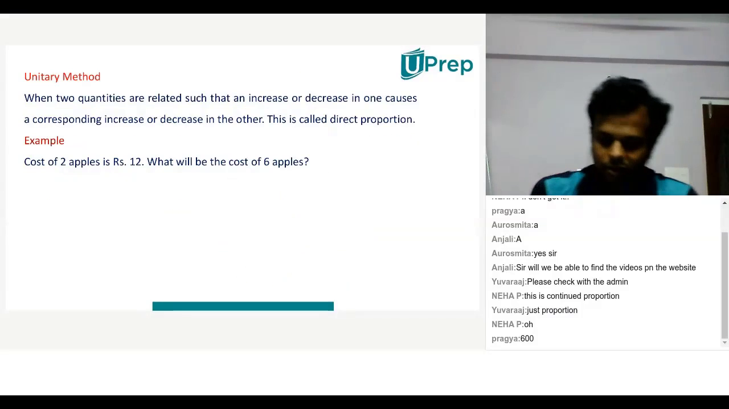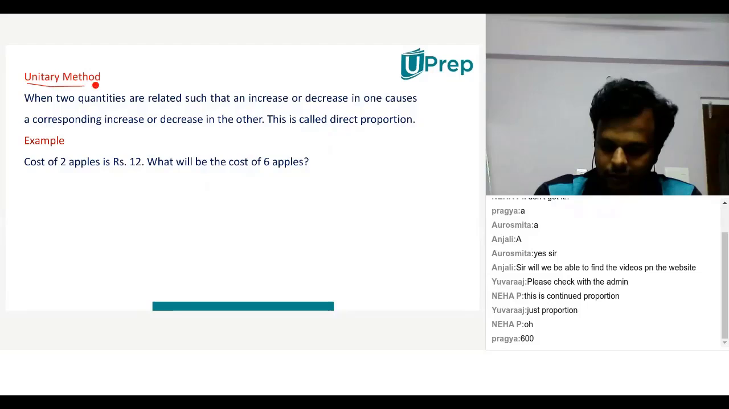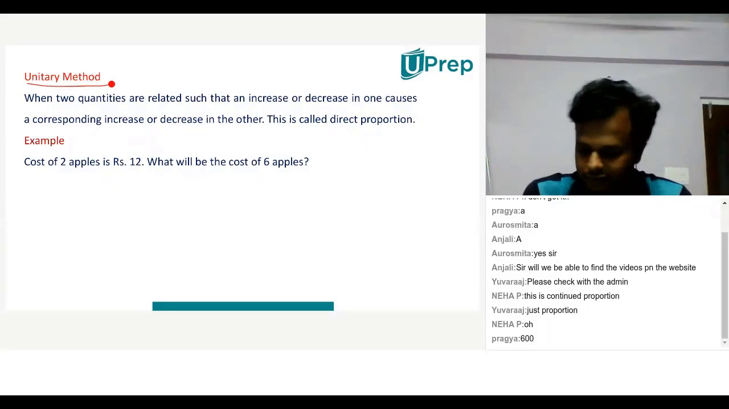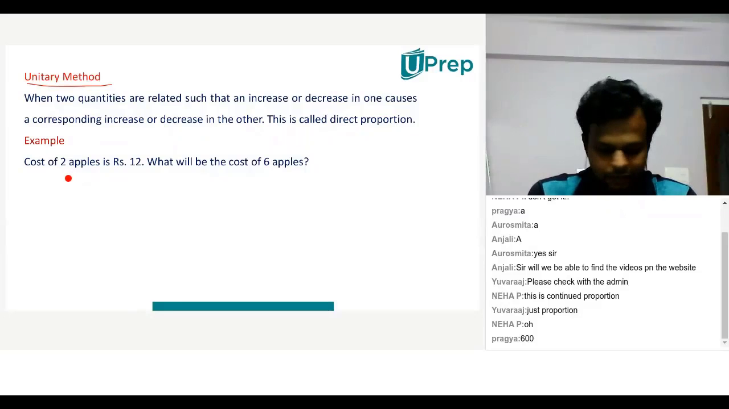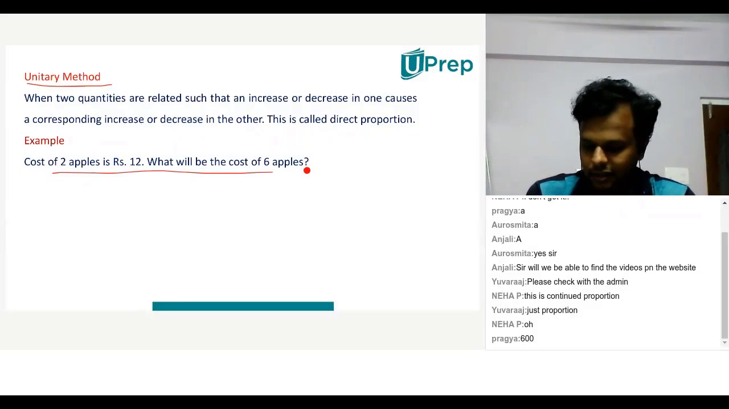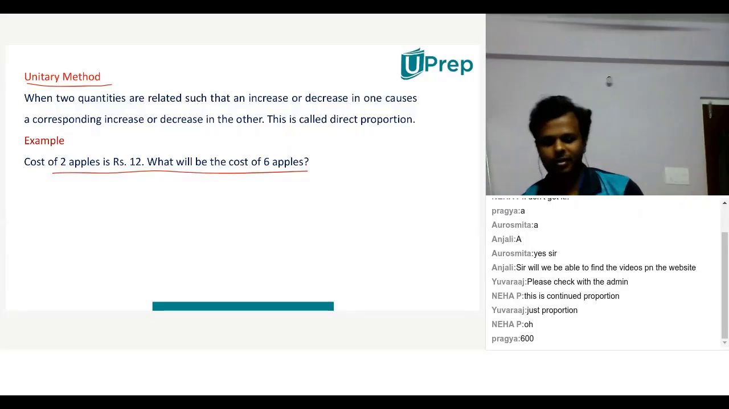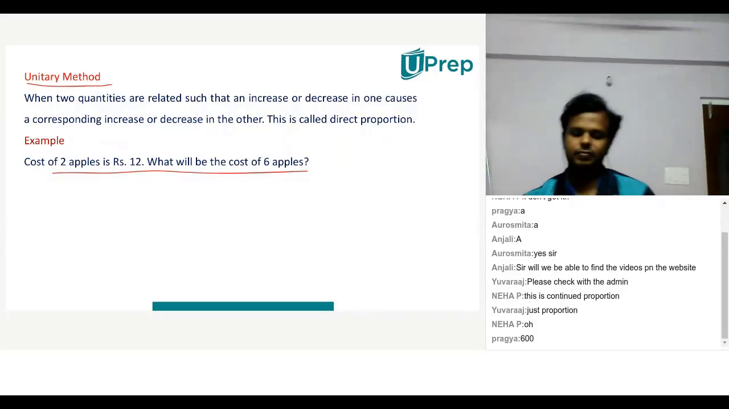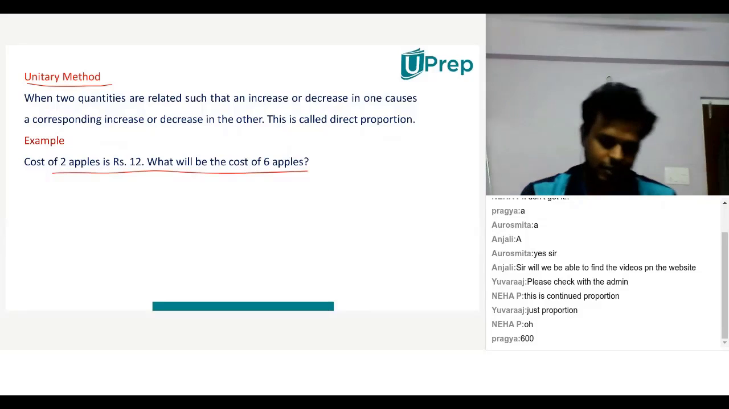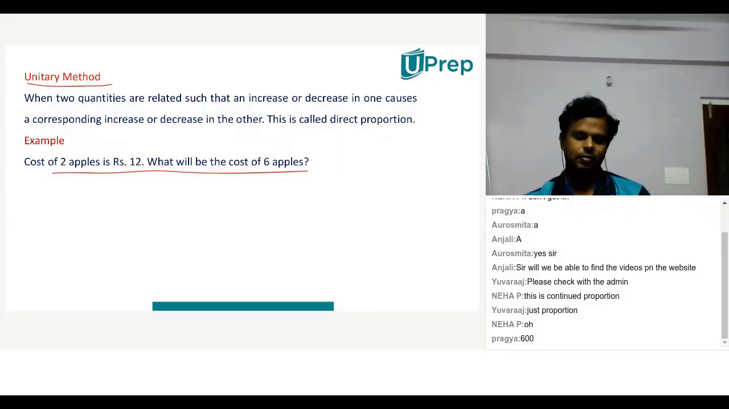Children, we were talking about the unitary method, right, in the previous videos. So find this, children. Cost of 2 apples is 12 rupees. What is the cost of 6 apples? Okay, sir, please give us some time. Let us do it, we know how to do it. Please type the answers in the chat box.